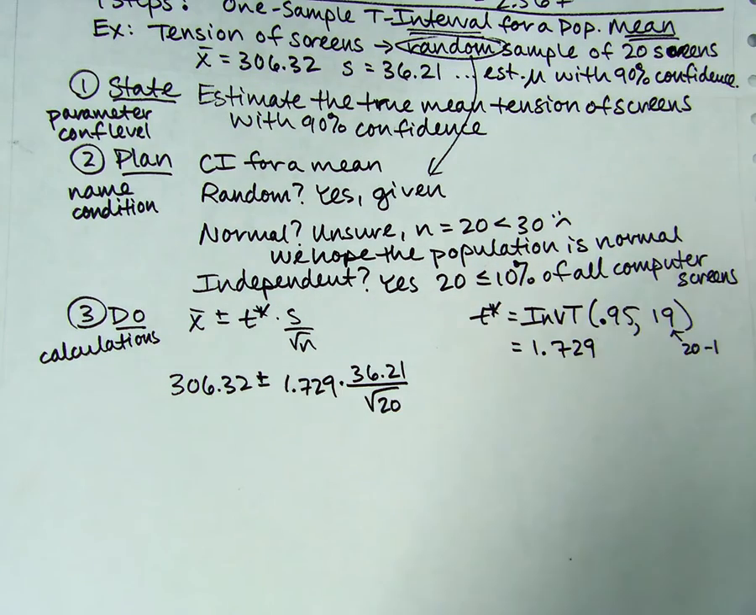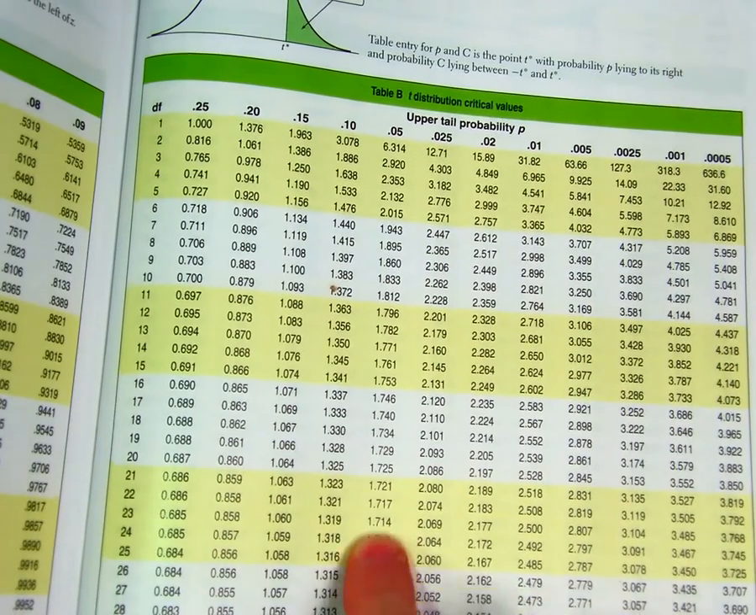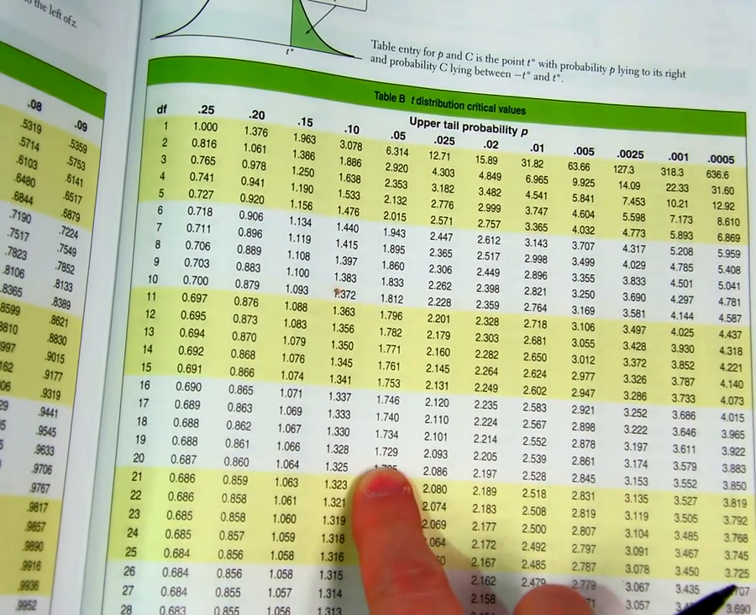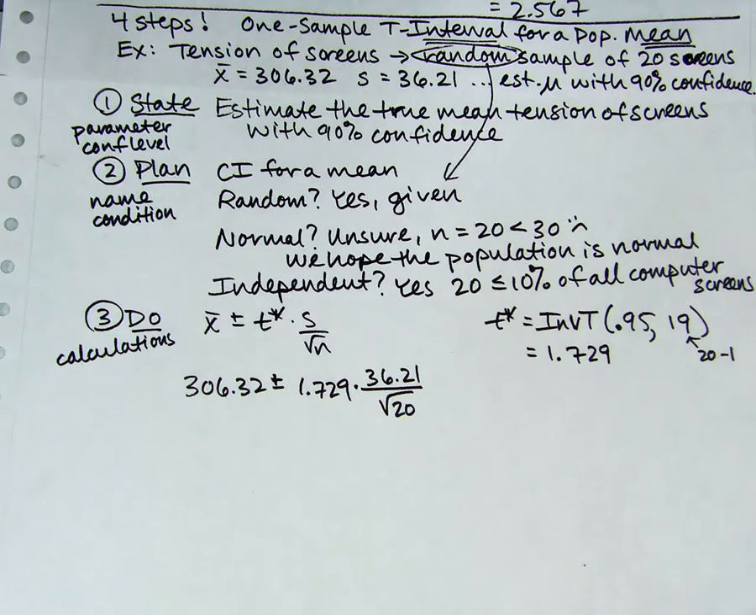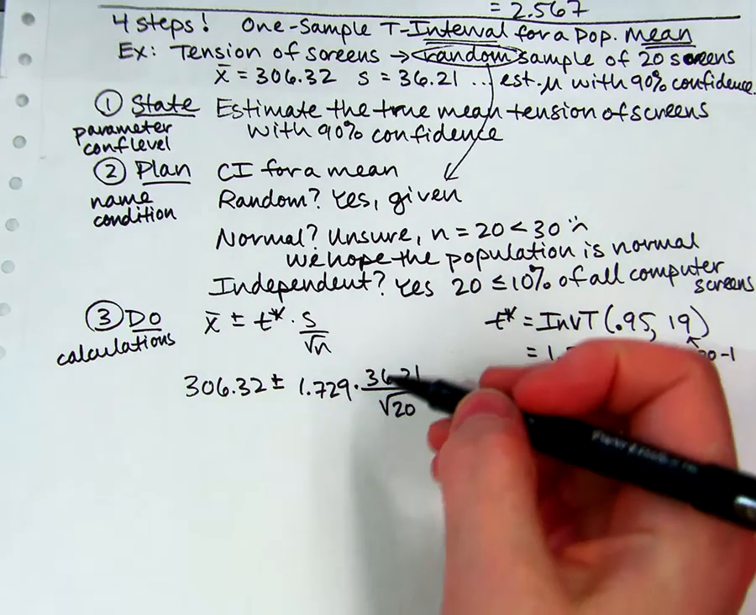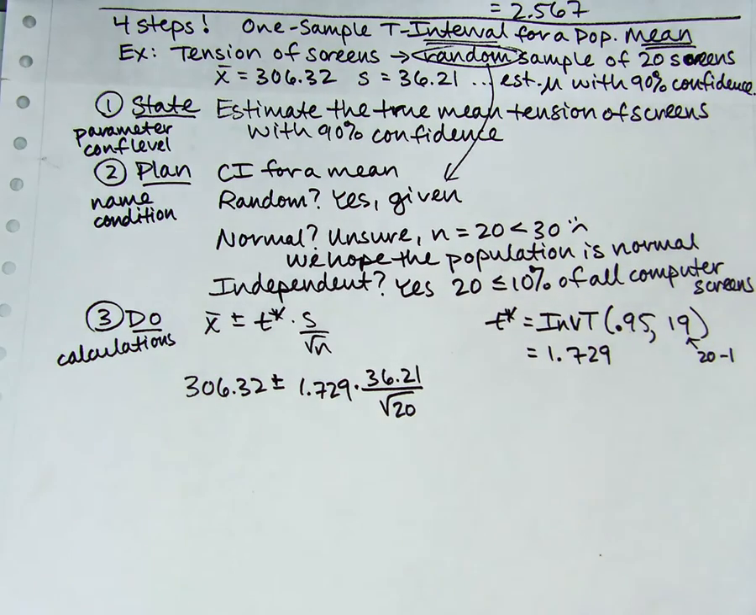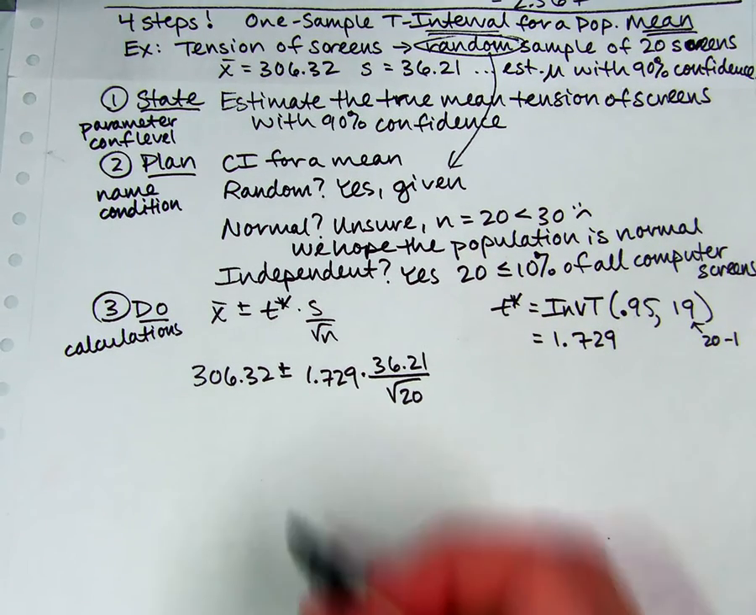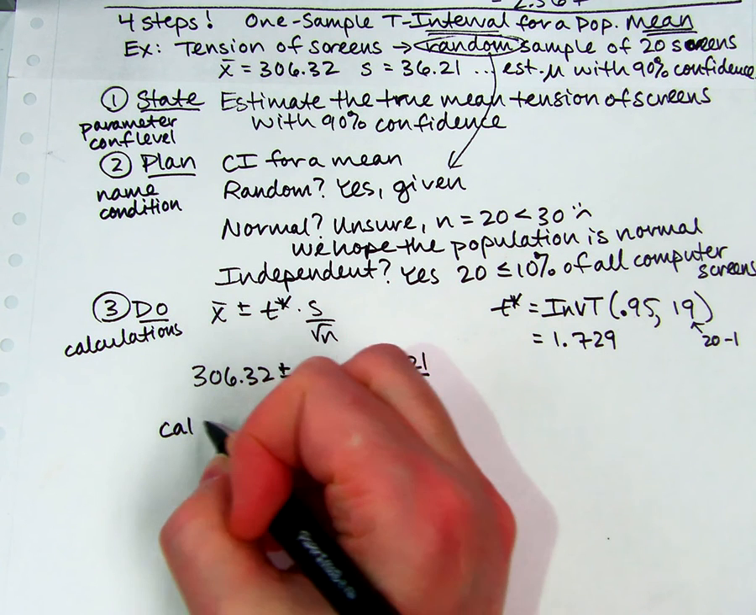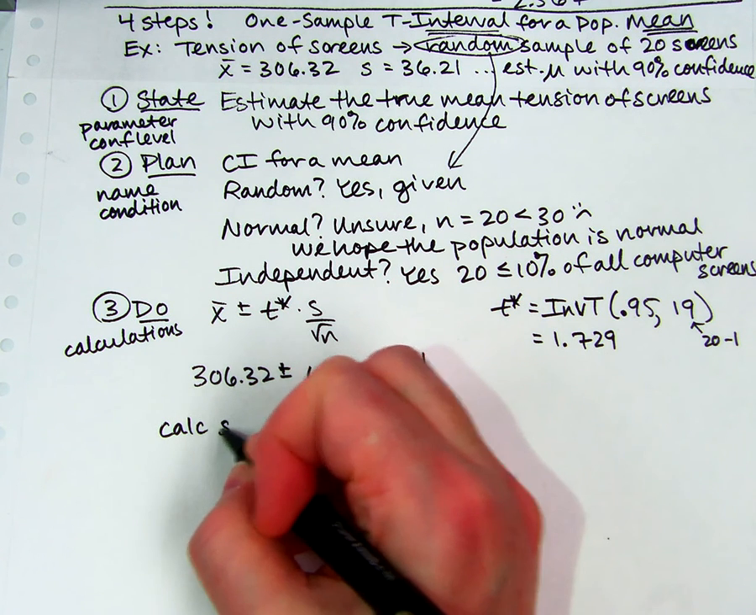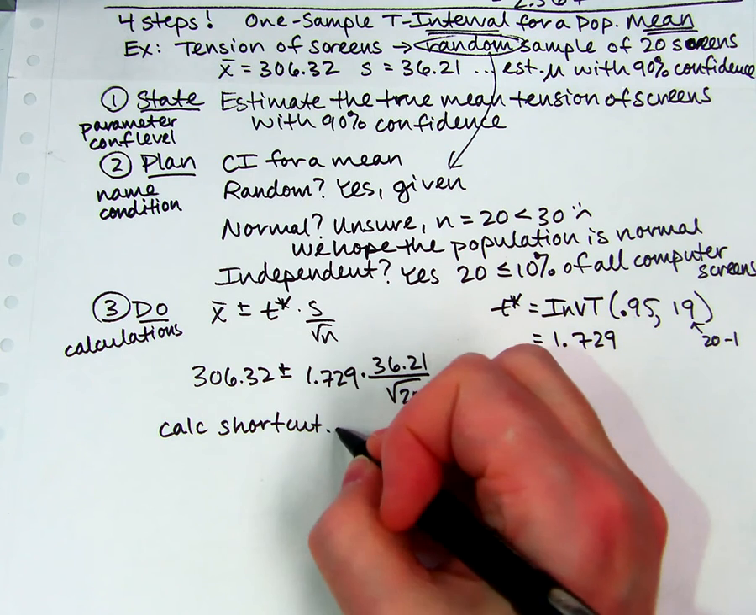If you're doing it with the table in the back of the book, you can look up 90% and find the row that is for 19, and there's the 1.729. So same T star you get either way. And then you can type this in your calculator, or it's probably a good time to tell you there is a calculator shortcut for this. And I believe this calculator shortcut is on the TI-83 as well as the 84. But let's talk about the calculator shortcut, since you know that there was one for the other one, right? You know there's got to be one for this.